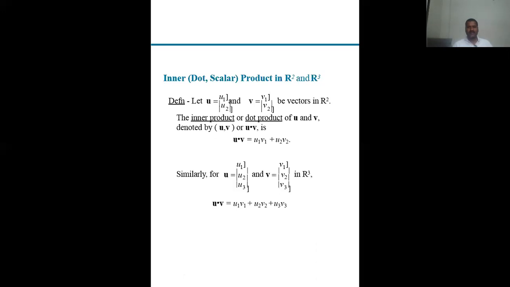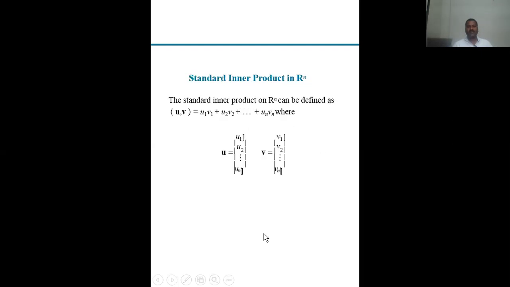If you take two vectors in a two-dimensional space, say u equal to (u1, u2), v equal to (v1, v2), then the dot product or inner product, so we stick to dot product. The dot product between two vectors u and v is denoted by u dot v, and is defined as a component-wise multiplication. Similarly, if u and v are three-dimensional vectors, then u dot v is a component-wise multiplication. And in general, if it's n-dimensional vectors u and v, then u dot v is given by u1 v1 + u2 v2 + ... + un vn.